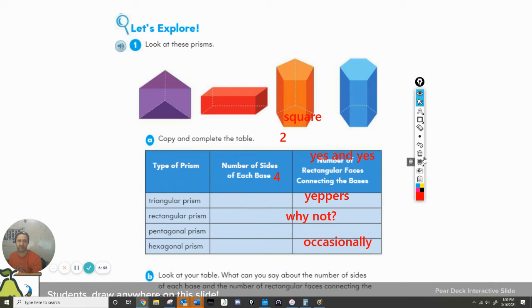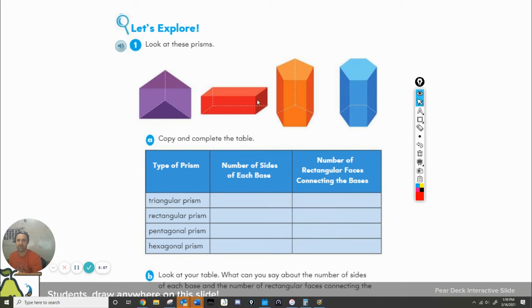Oh boy, get out of here. All right, look at these prisms. Copy and complete. Pause, and after, we shall meet. That's good. Don't be jelly. Pause it. Go.